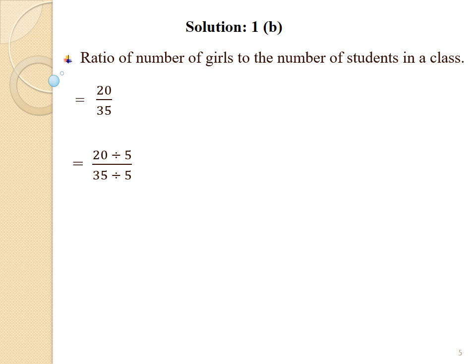Students, now we have to divide 20 by 5 and also 35 by 5. Thus, dividing 20 by 5 and 35 by 5, we get 4 upon 7, which is equals to 4:7. Thus, the ratio of number of girls to the number of students in a class equals 4:7.